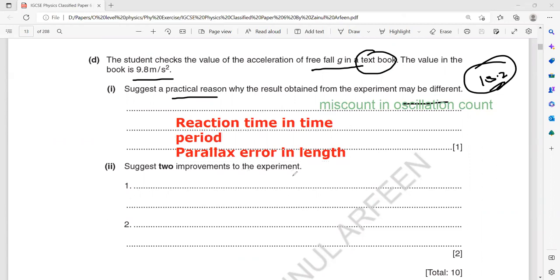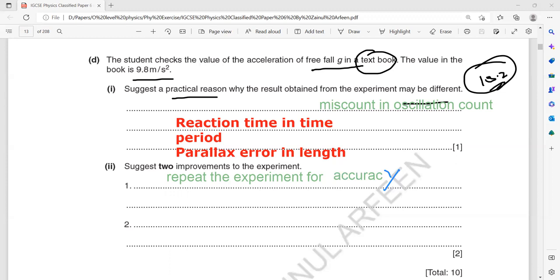Suggest two improvements for this experiment. How can the time period experiment be improved? Whenever you want to improve such an experiment, you should always repeat the experiment, and even increase the number of oscillations, take the average, calculate the mean. Repeat, take average, calculate mean, all count as one. If you mention any of them, that is considered as 1 point.